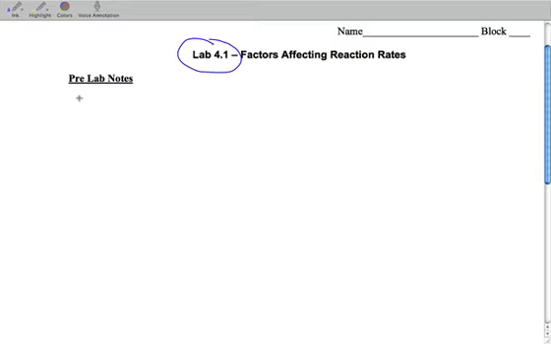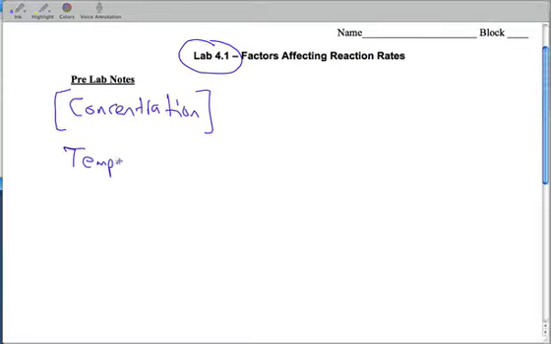reaction. And we talked about those as concentration. And if you recall, we're always going to put the concentration of something in brackets. We talked about temperature. And we talked about surface area.